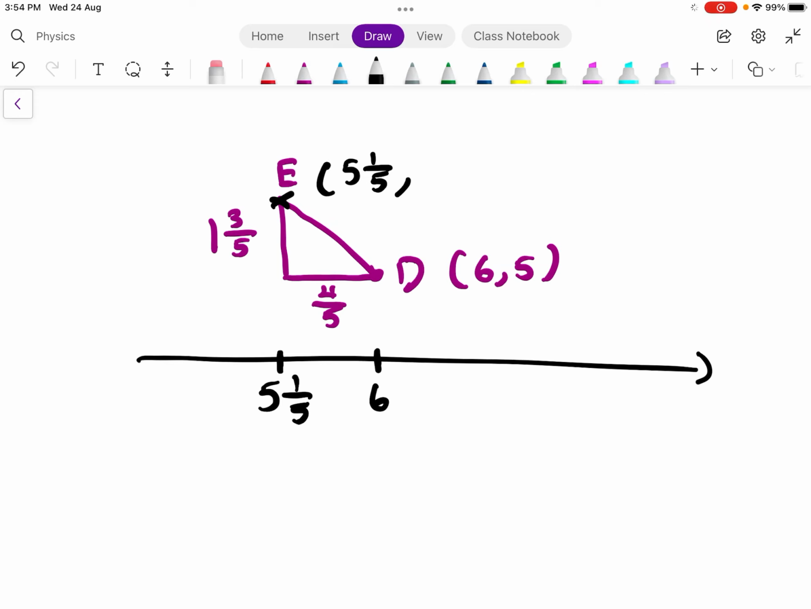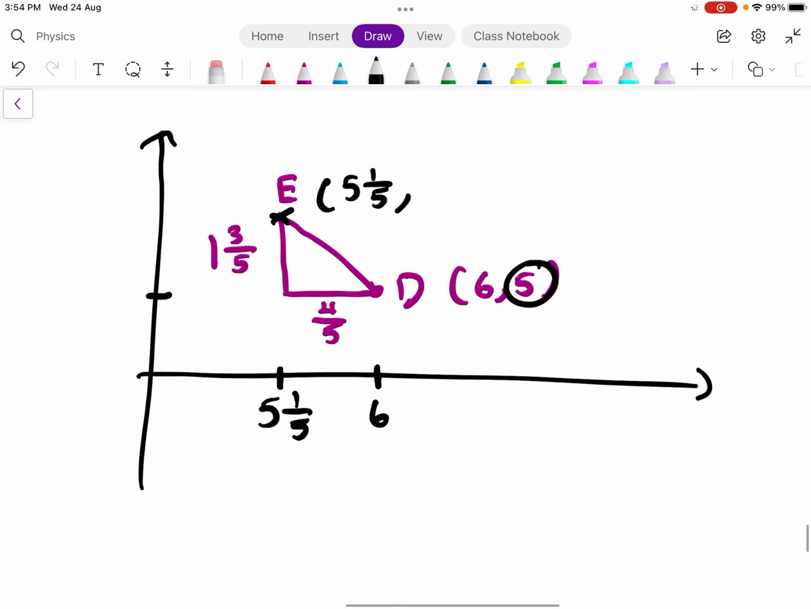Now I go to the vertical, the y-axis. Same thing, you label first. The y-axis is 5, so I put a 5. Now I move all the way up 1.6 units, so you'll get something like 6.6. So 6.6 is the y coordinate of E. Alright, that's how I do this type of question. Every time you see ratio, always use the similarity of triangles. That will help you solve this type of question. Hope this clears things up.